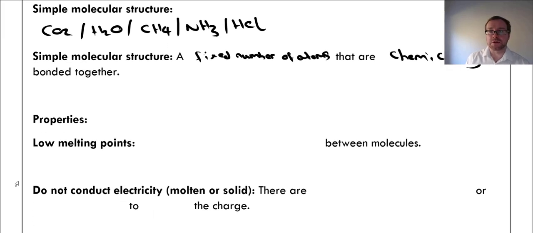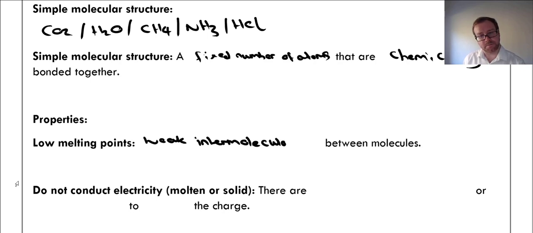Okay, moving on to the properties. So they have low melting points. Okay, so all simple molecular structures have low melting points compared to other types of structures, and that's because they have weak intermolecular forces between molecules. Okay, I'll talk about intermolecular forces in a minute.